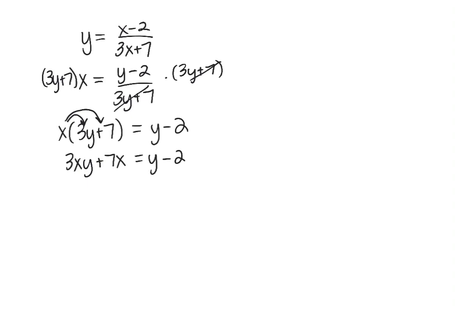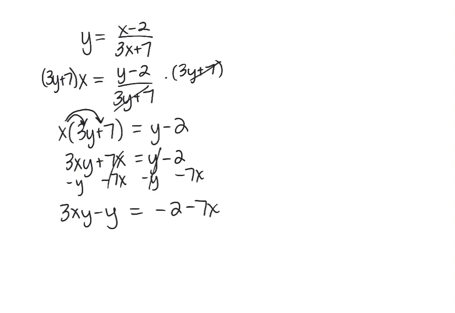Now here's the other kind of trick to this question: you want to get all of the y's to one side, or all of the terms with a y to one side, and all of the numbers without a y to the other. So I want the 7x to be subtracted to the right and the y to be subtracted to the left. So that's going to give me 3xy minus y equals negative 2 minus 7x. I know it got a little messy there with what was moving around, but here we do have the terms with y now on the left, the terms without y on the right.